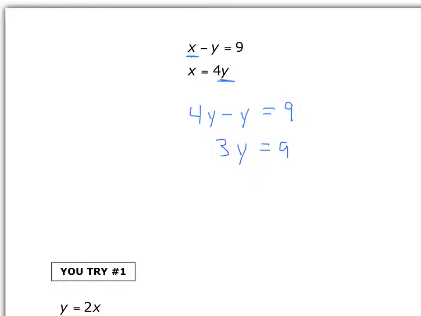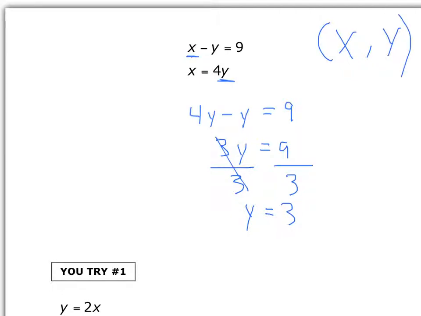Then we undo multiplication with division. You're just solving an equation here. Those 3's cancel out, and y equals 3. Now that's great. We have half of the answer, because we need an xy solution, an ordered pair, but we only have the 3. How could we figure out what the x is? Now that we know that y is 3, anywhere that you see a y, I can plug that answer back in.